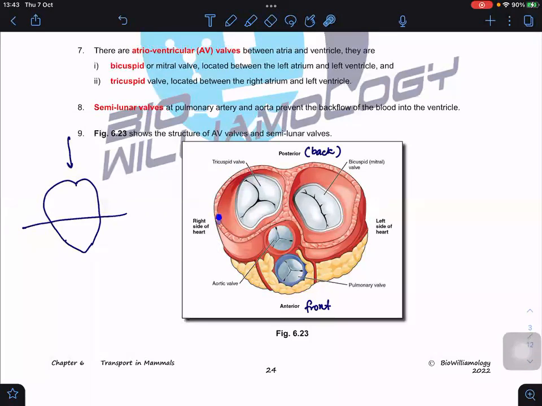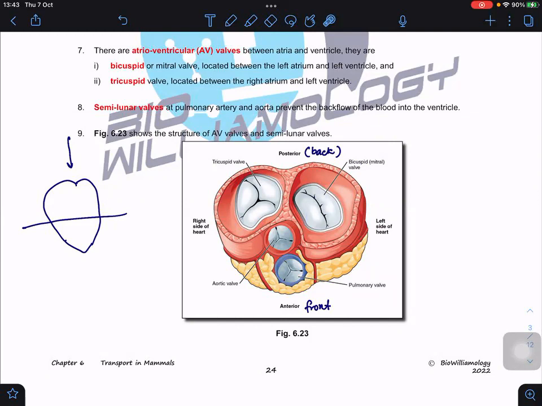So at the right side of your heart, between the atrium and ventricle, separated by this tricuspid valve, because 3. Okay, 2 is called bicuspid, also termed the mitral valve here, the mitral valve. So 2 cups only. Are you clear?